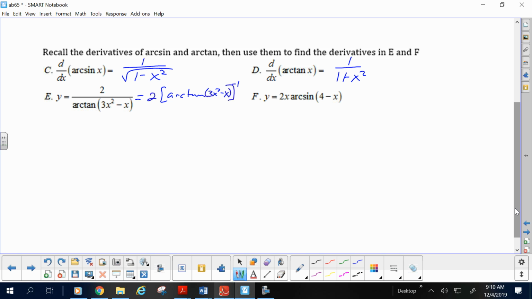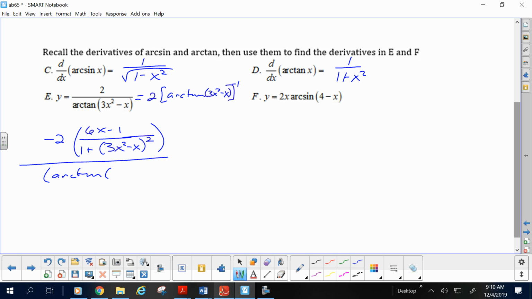My answer by quotient rule was negative 2 times 6x minus 1 for the inside derivative over 1 plus 3x squared minus x, all squared for the arctangent derivative, all of that over arctangent of 3x squared minus x, squared. I'll give you a second to look at that because that takes a lot of looking over. Let me know if you disagree.